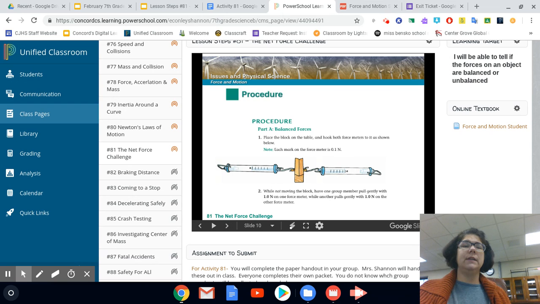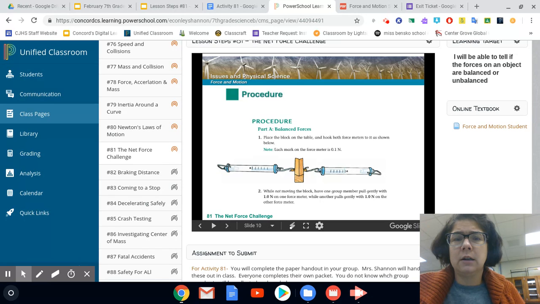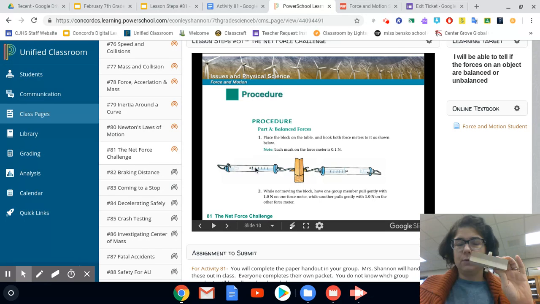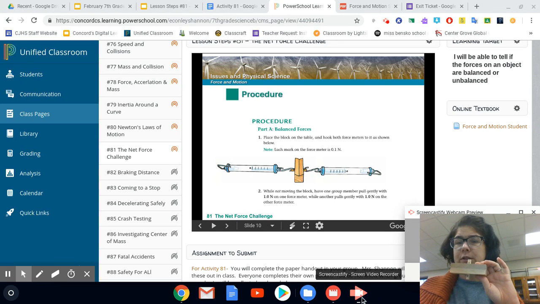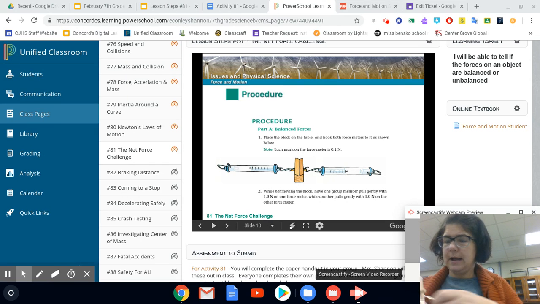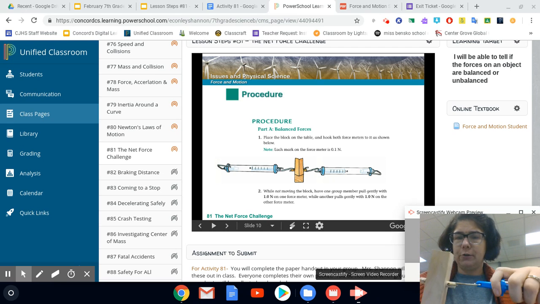So what I've done is I put each step of the procedure in this slideshow as well. So even if you're looking here instead of in the book, you have the procedure. So place the block on the table and hook both force meters as shown below. This is what the block will look like. You have a block that looks like this, and you'll have 2 force meters. What you're going to want to do is there are little holes in the side. You are just going to hook one in through the top and the other one in through the bottom. Okay, so right here I have a picture for you. Okay, and this is how it should look.